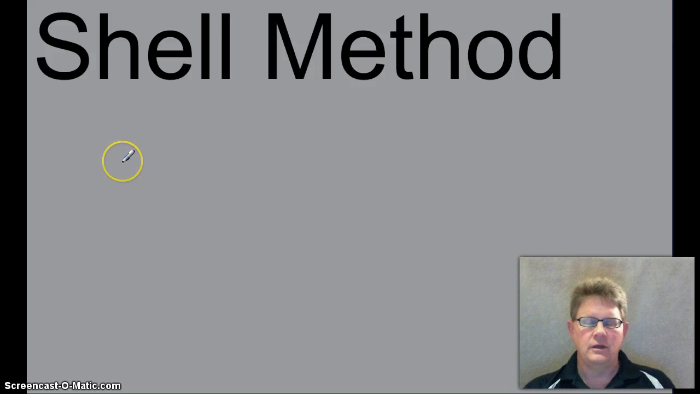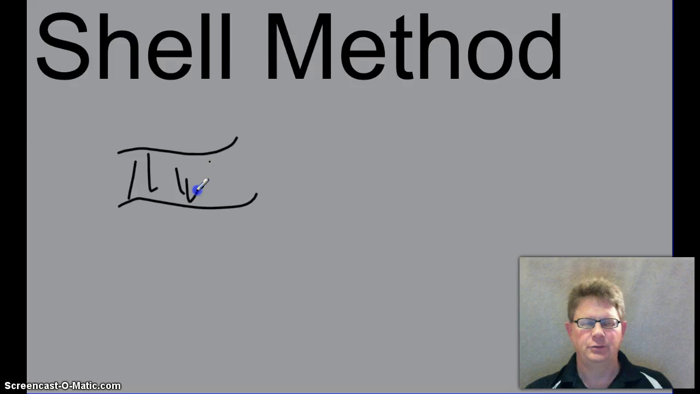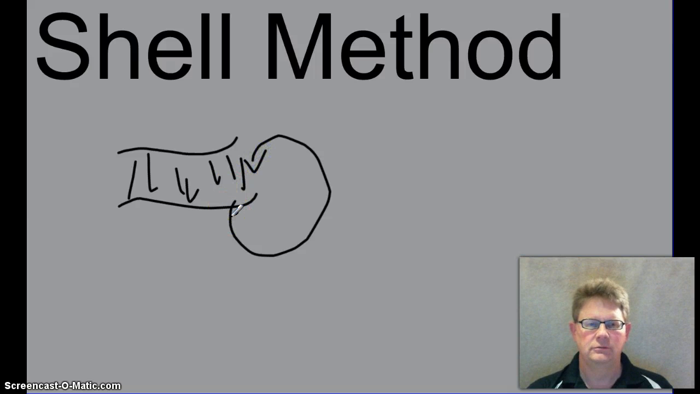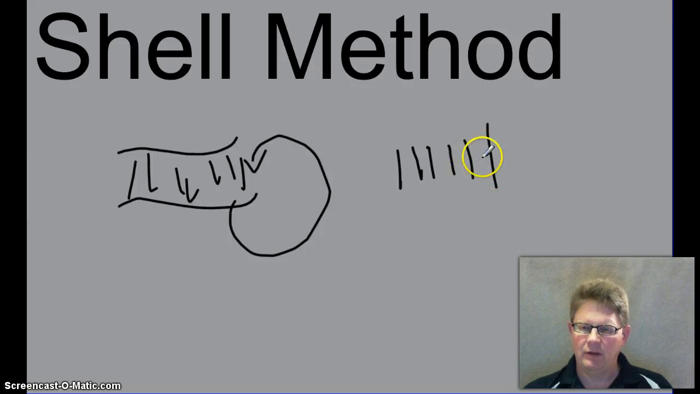Whereas with the disc and washer, what we did is we found that region and then we rotated it around an axis of revolution to make a nice solid. Then we sliced it up into a bunch of different discs and or washers, found the volume of very skinny pieces, and added them all up together to find the volume of the whole thing.